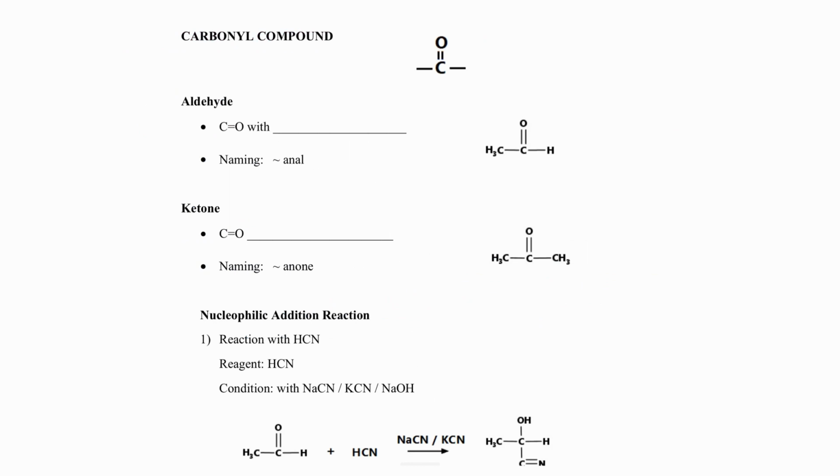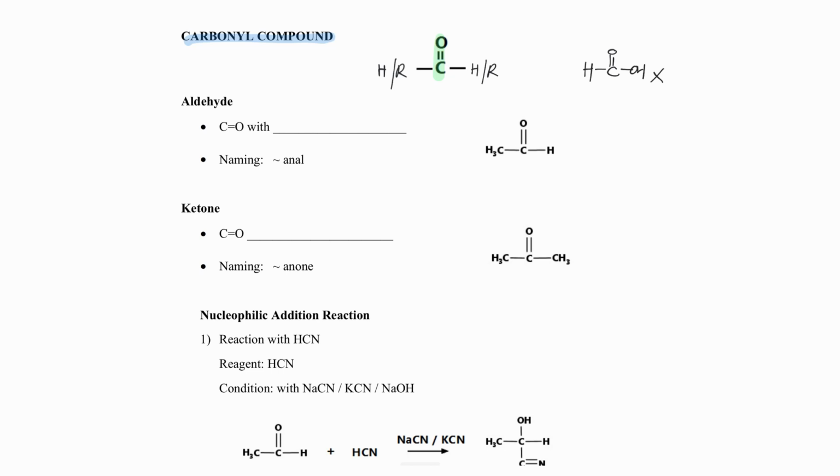So first of all, we will go into the description of carbonyl compound. So carbonyl compound is a functional group with C double bond O, where the C double bond O is bonded to H or R, and the other side will be H or R as well. R is actually the alkyl group, the carbon chain. So if we have a C double bond O that is bonded to OH, it is not a carbonyl compound. It is a carboxylic acid actually.